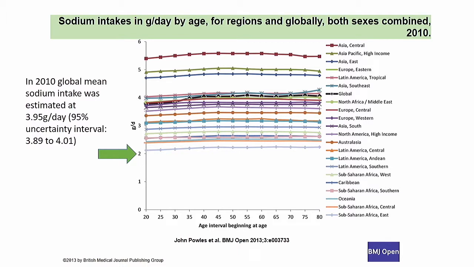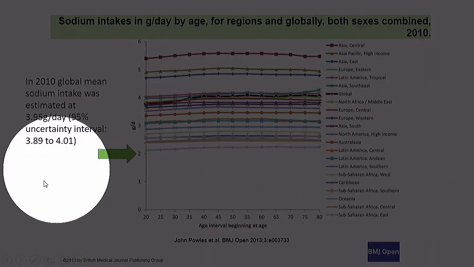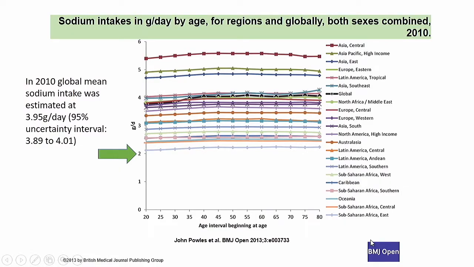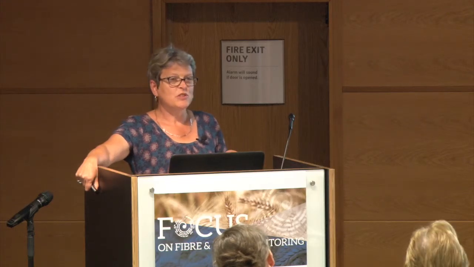Unfortunately, the majority of the world's population consumes far in excess of what these guidelines recommend. And this is some data from a Global Burden of Disease study, estimates from 2010. You can see it's estimated intakes of sodium across the age range. And here in green is the WHO recommended level of 2,000 milligrams per day. And the global mean sodium intake is almost double that at 3.95 grams per day. And this is particularly problematic when you think about doing trials in population groups. It's very difficult when the norm is to consume double the recommended intake to get people to consume low sodium diets.